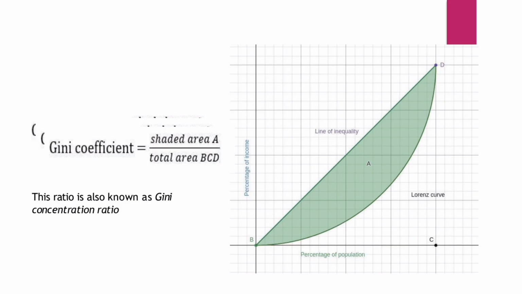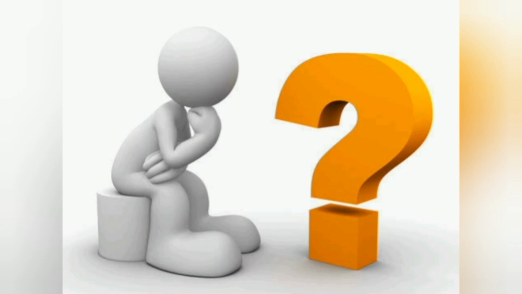In summary, the Lorenz curve helps visualize inequality, while the Gini coefficient provides a numerical value to compare different societies. Understanding these tools is crucial for policymakers working toward a fairer economy. So now you know how the Lorenz curve helps us visualize income distribution and how the Gini coefficient gives us a number to measure inequality. The bigger the gap, the more unequal a society is. But what can we do about it?